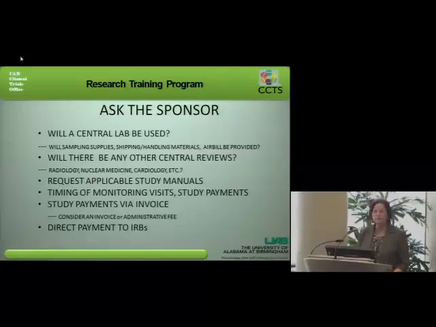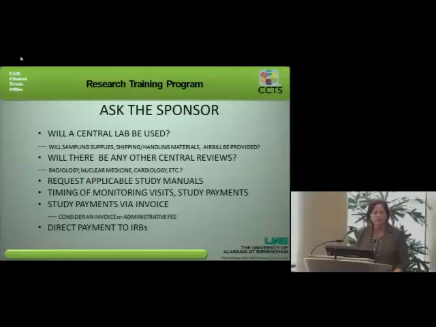Will the sponsor be providing collection materials, shipping materials, an air bill with costing being covered for the overnight courier? Will there be other central reviews required? Perhaps a central cardiology review, might be a centralized radiologic review. Sometimes there are centralized pathology reviews as well.